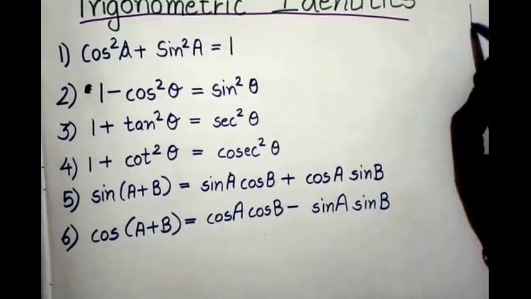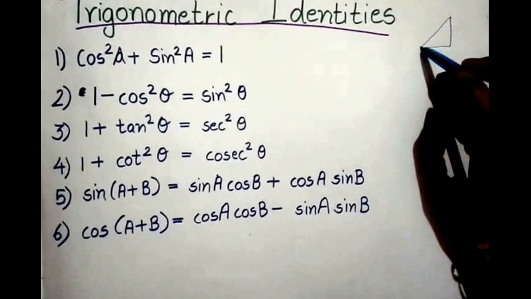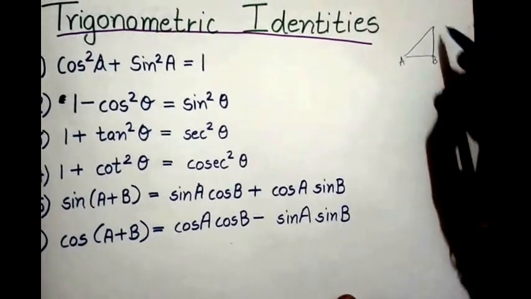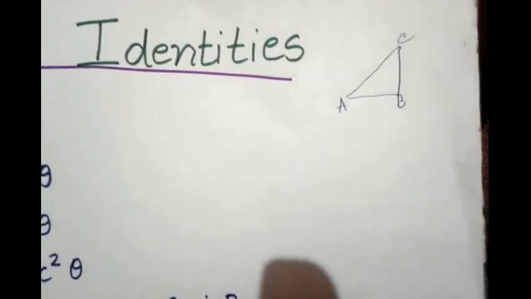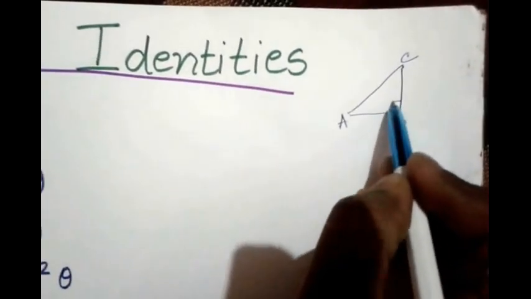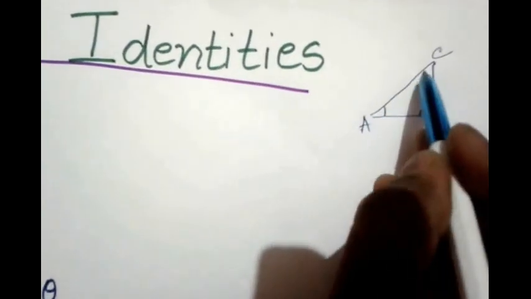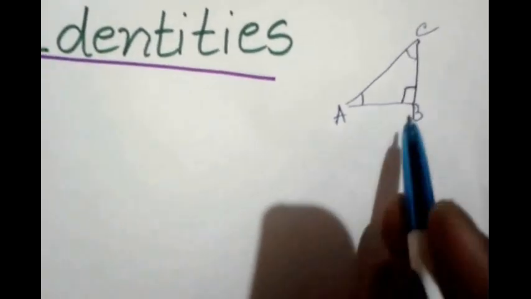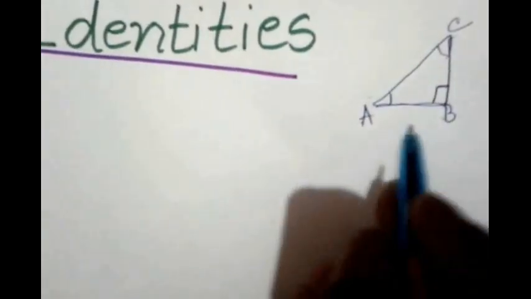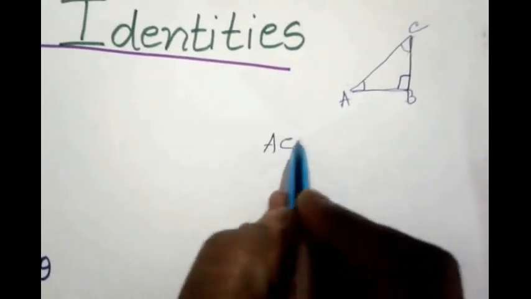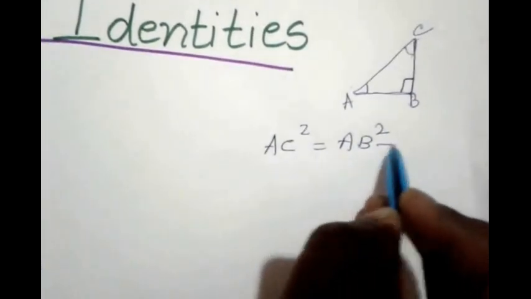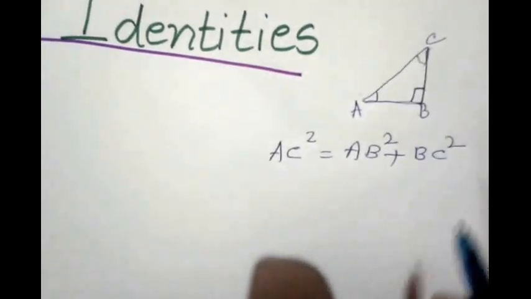Take a right angle triangle. These are the corners: corner A, corner B and corner C. Corner B is the right angle corner. Corner A and corner C are acute angles. So this is the perpendicular, this is the base and this is the hypotenuse. According to the Pythagoras theorem, AC square is equal to AB square plus BC square.